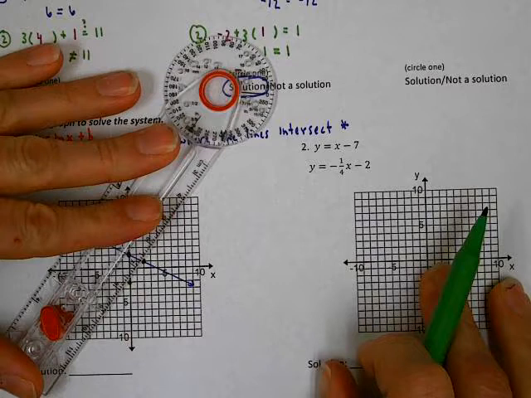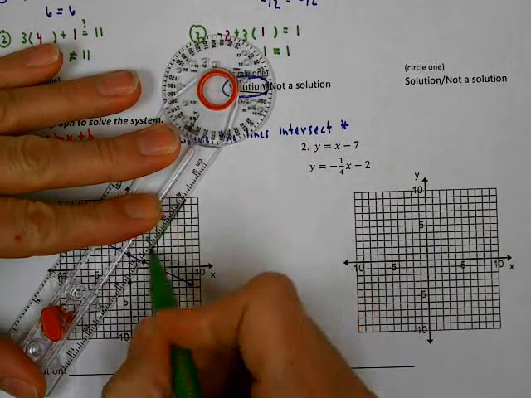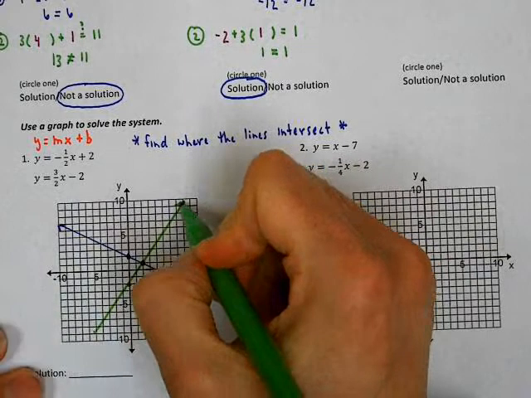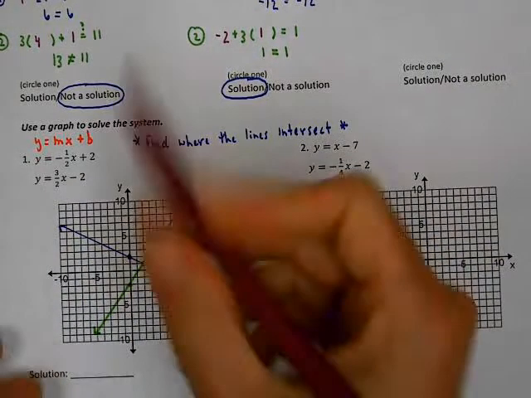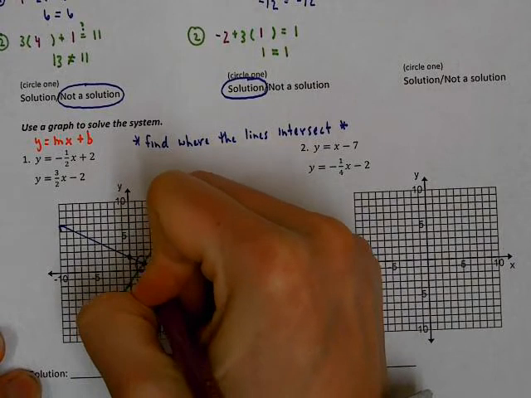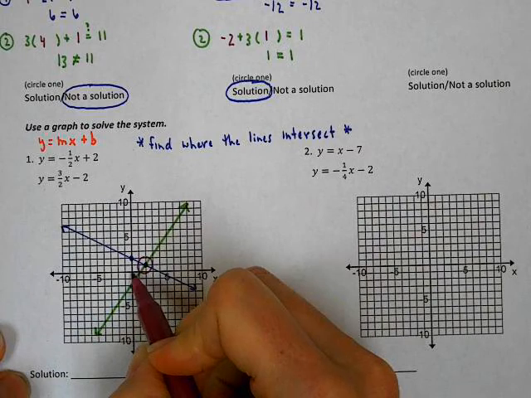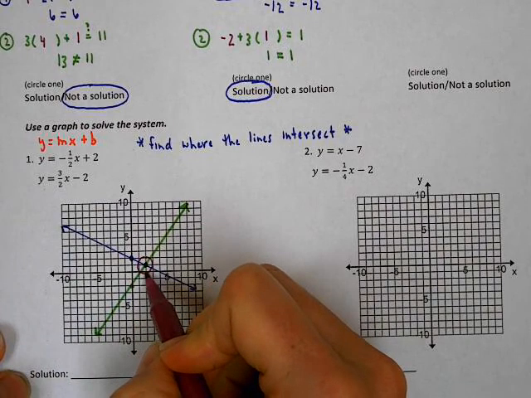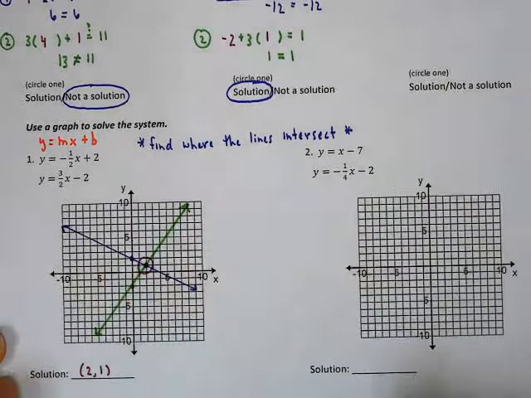So if I connect my 2 points here, now I can see that they cross at this point here. That's where my lines intersect. So if I'm looking for an ordered pair from the origin, I'm going to go right 2 and up 1. So my solution is (2, 1).